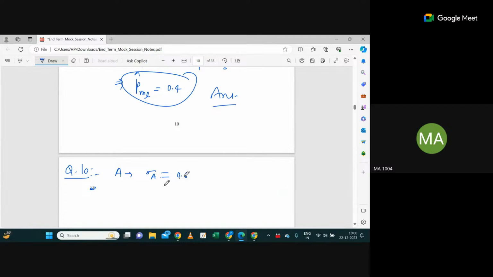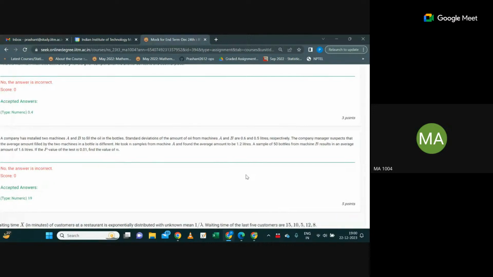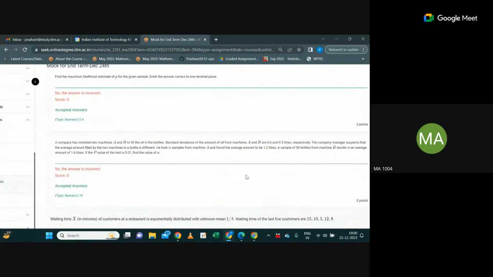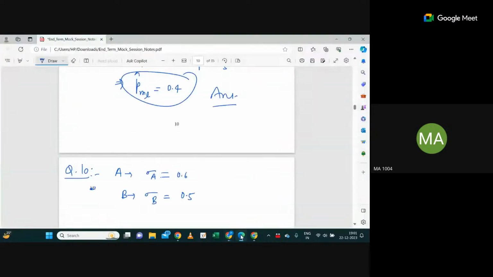0.6, right? And for machine B, sigma B, the standard deviation, is 0.5. Now, the company manager suspects that the average amount filled by the two machines in bottles is different. He took n samples from machine A and found the average to be 1.2 liters. And what is the average?